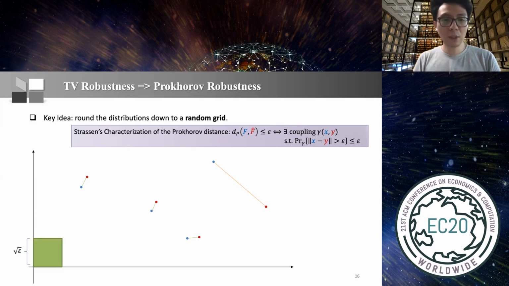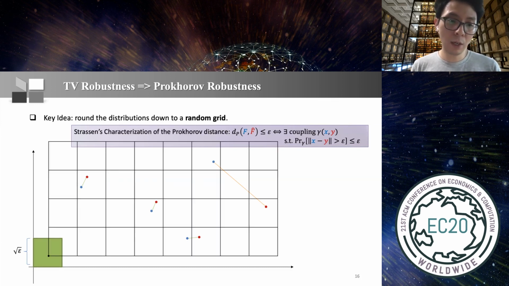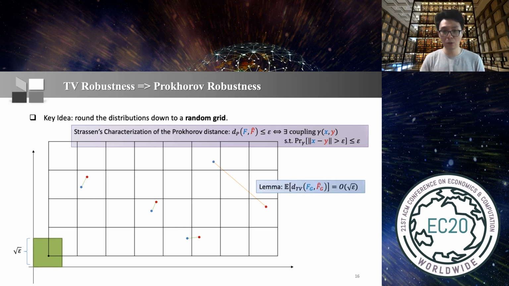Then what I would do is draw a uniform point from this green square, which has width root epsilon, and I will use this randomly drawn point as the origin of my grid. My grid also has width root epsilon. Now I round the blue points and the red points to the bottom left corner of the square they're in. What I can show is that if you consider the two rounded distributions, their TV distance is a random variable because it depends on the origin. But the expected value of this TV distance is quite small. It's only root epsilon.